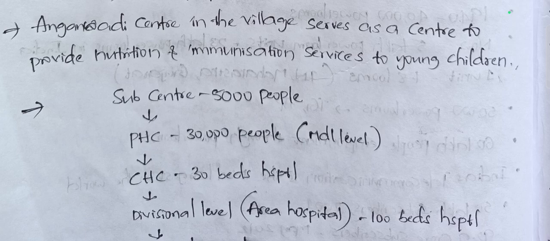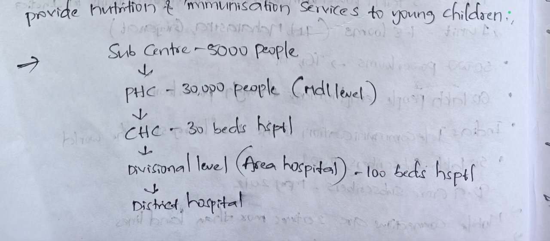Next CHC, which is community health center, and this hospital must contain 30 beds. Next, divisional level, which is also known as area hospital. In the divisional level we have the area hospital, and in that hospital we generally have 100 beds. And above all, we have the head of the hospitals, which is the district hospital.